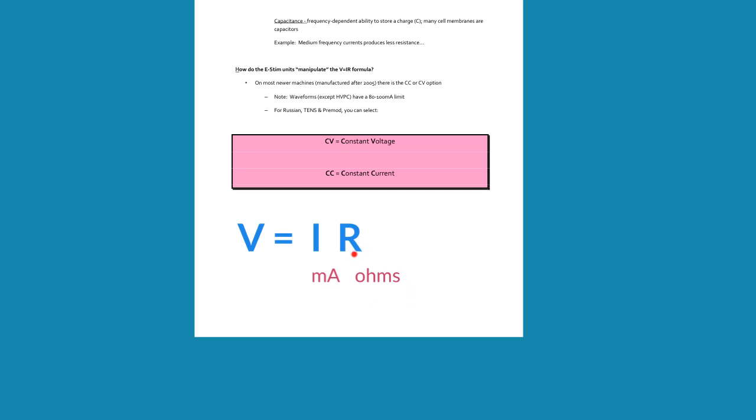What about resistance? You'll notice that resistance is measured in ohms. There's my best ohm symbol representation. And this typically is not something we can adjust on the machines. However, we can influence the ohms. We can do things to decrease the amount of ohms or resistance between the electrode and the patient. So you may be thinking about some of those things.